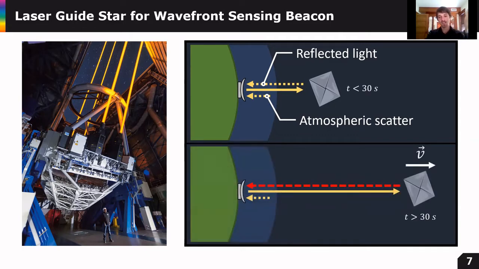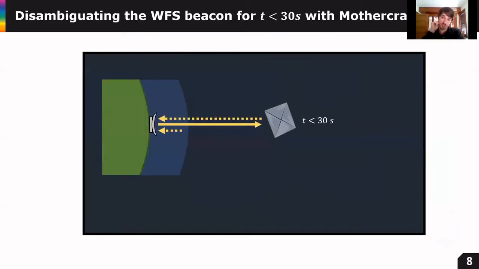And after 30 seconds, the nanocraft has accelerated fast enough that its velocity sufficiently Doppler shifts the light that comes back to Earth. So it redshifts the light that comes back. And this redshift allows the AO system to separate the light coming from the beacon from the light that's being scattered off of the atmosphere. So this is the method for wavefront sensing that will be used for the majority of the launch period, from 30 seconds onwards. The problem is, what do we do about this first 30 seconds?